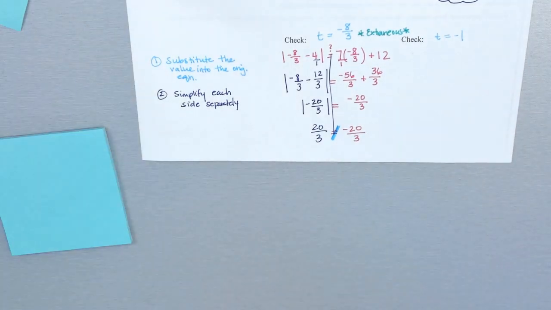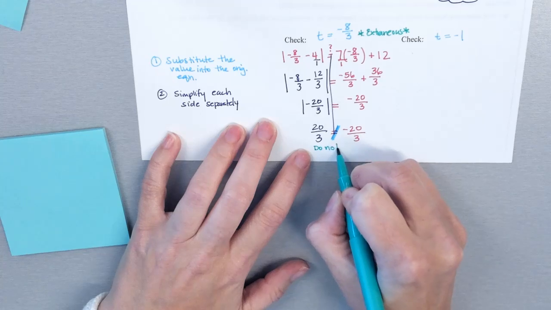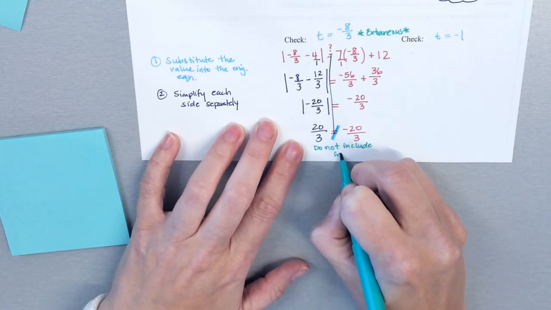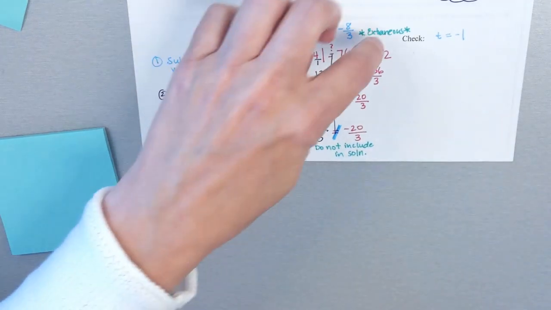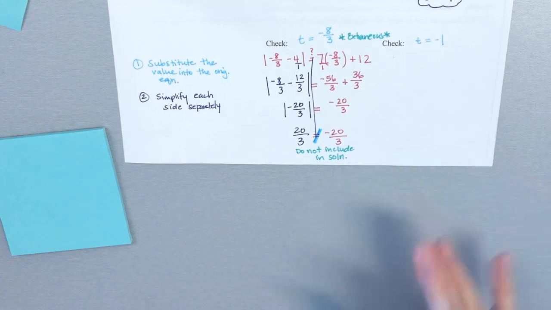Okay, so when you have an extraneous solution, you do not include this in your final solution. Okay, your work is showing it's extraneous, so when we write out our final answer, that will not be part of it.